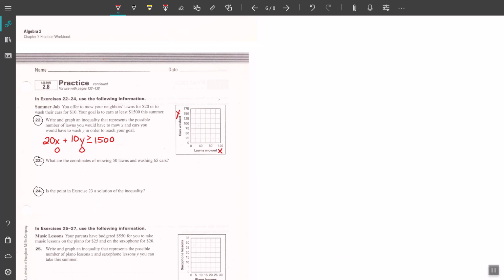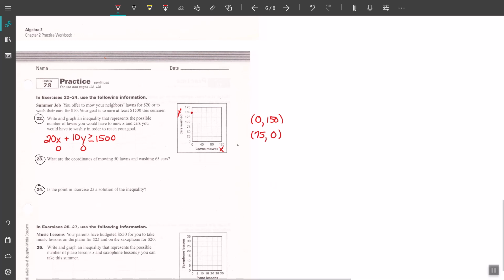When you do those calculations, you find out that when x is 0, your y value is 150, so that's your y-intercept. I'll plot that right here. And when you zero out y, you find that you've got an x of 75. So that's your x-intercept. All right, this is definitely the easiest way to do this problem.